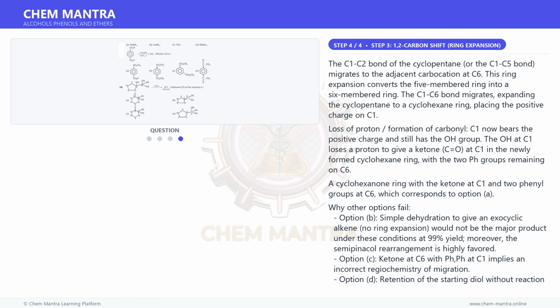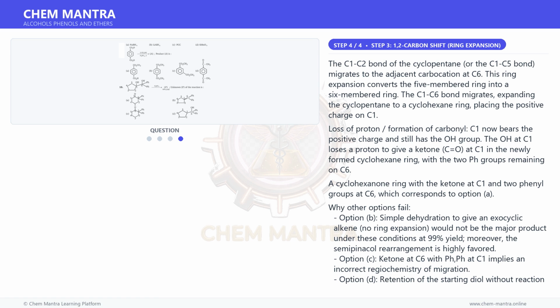Why other options fail? Option B. Simple dehydration to give an exocyclic alkene, no ring expansion, would not be the major product under these conditions at 99% yield. Moreover, the semipinacol rearrangement is highly favored.